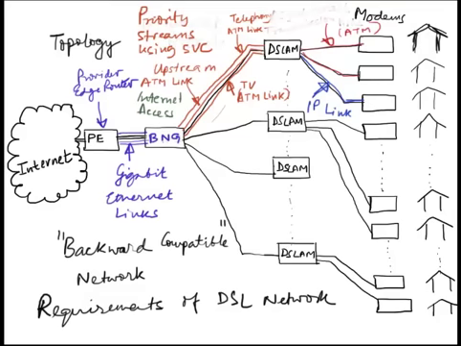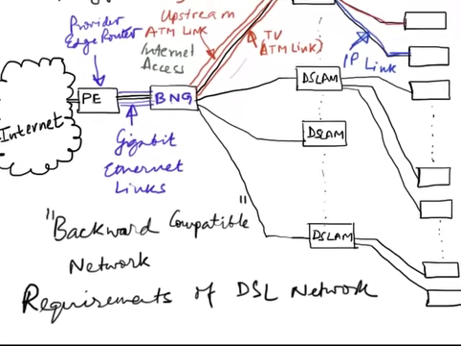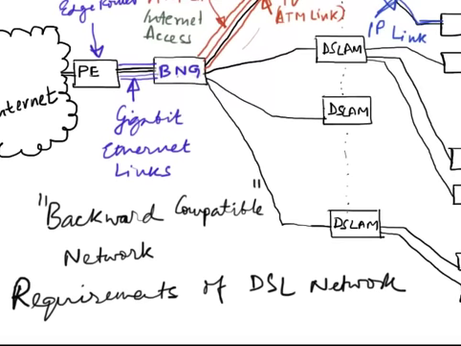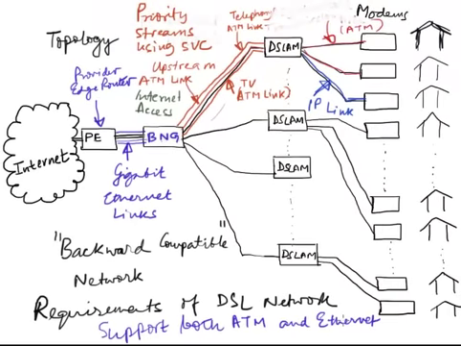So, to summarize, one of the main backward compatibility requirements for DSL broadband networks is support for both ATM and Ethernet technologies. In the next chapter, we will discuss details of a DSL broadband network designed for triple play.